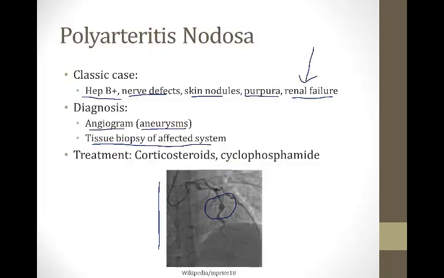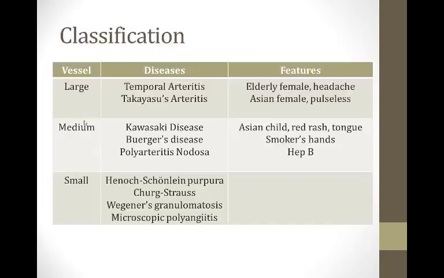And the treatment for polyarteritis nodosa is corticosteroids and cyclophosphamide, similar to the treatment for the ANCA-mediated small vessel vasculitis diseases, which we'll talk about in a few slides. So back to our overview slide, we've now gone through all three of the medium vessel vasculitis syndromes.